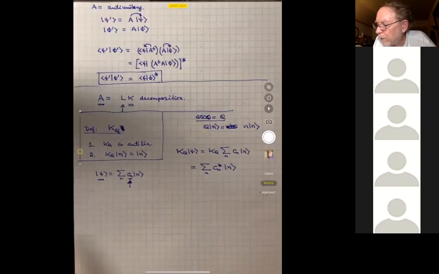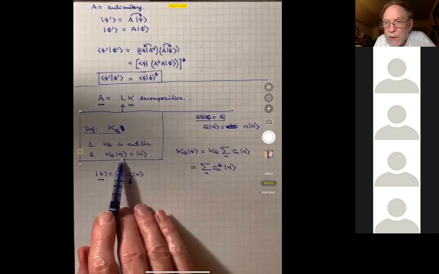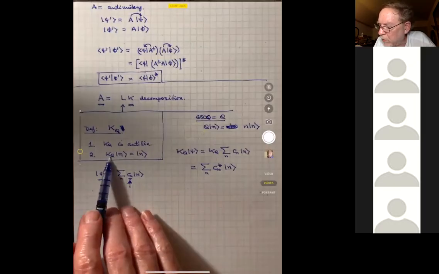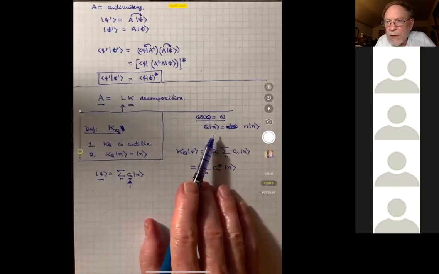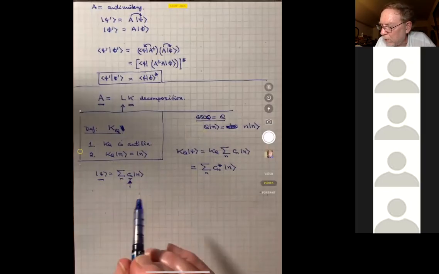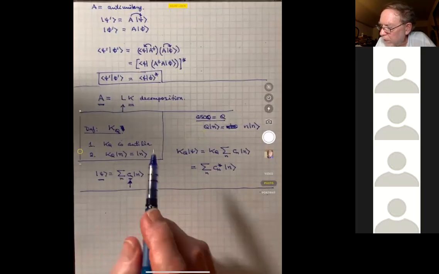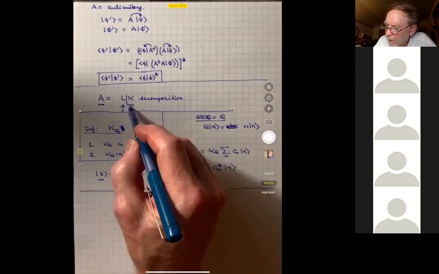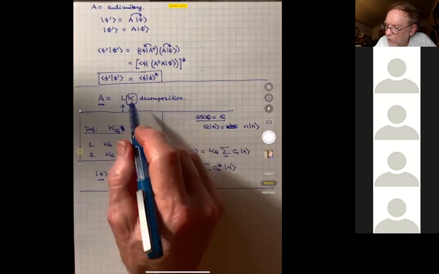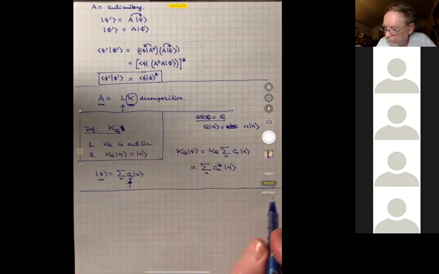Now, one further remark is that this K_Q operator depends on the phase conventions for these basis vectors. So it actually is not just dependent on Q, the complete set, but also on the phase conventions for the basis states. But I'll use the notation K_Q anyway for that. Anyway, this is the nature of the simple antilinear operator that's frequently used in these LK decompositions. And in the next lecture, we'll give you an example of that.